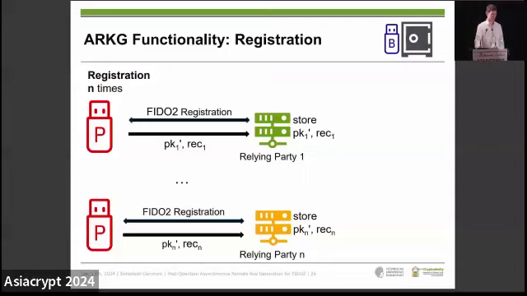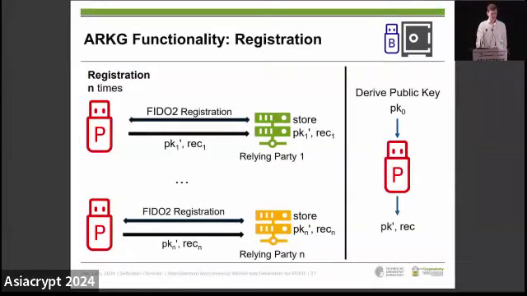Note that all the public keys are independent of each other, and there's a new derivation happening each time. So it's PK1 derived up to PKN derived. And from a primitive level, there's an algorithm for deriving public keys, which takes some initial public key and outputs a derived public key with associated recovery information.